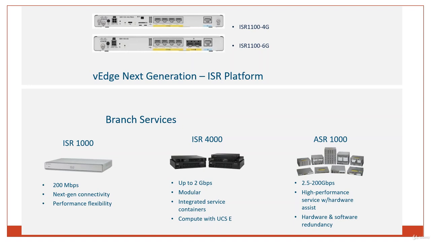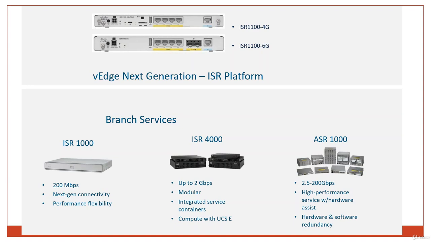Correct. So at that time, you can use ISR 1100, 4G and 6G. Now they are supporting native Viptela OS, and native Viptela OS means the native SD-WAN code. On the other hand, the IOS XE supported platforms like ISR and ASR, we have to patch the code for SD-WAN. Okay. So in one place you have a native operating system, in the other place you have code patching. So obviously you can understand the baseline feature difference between them.